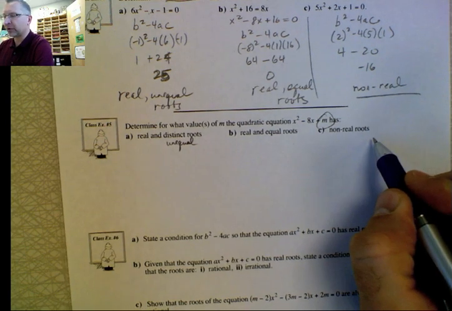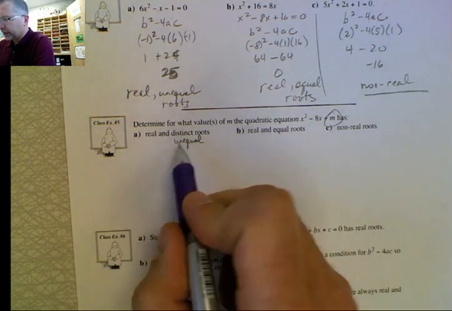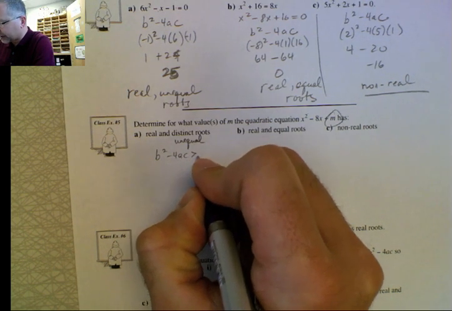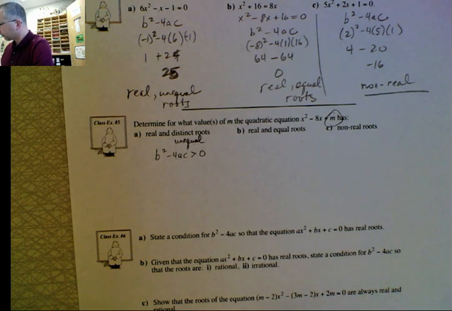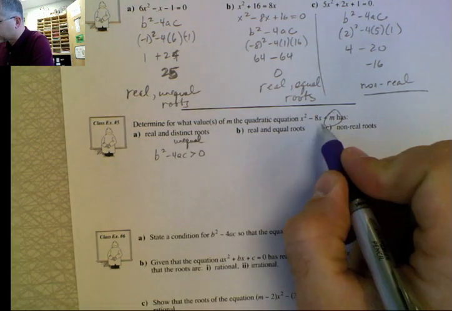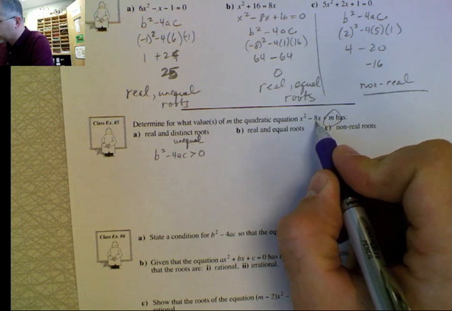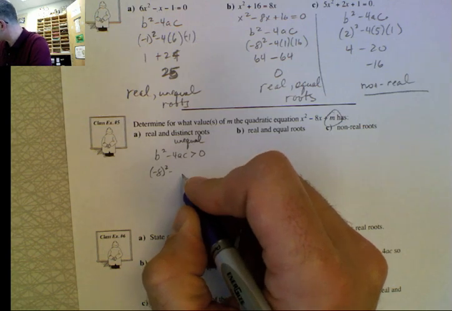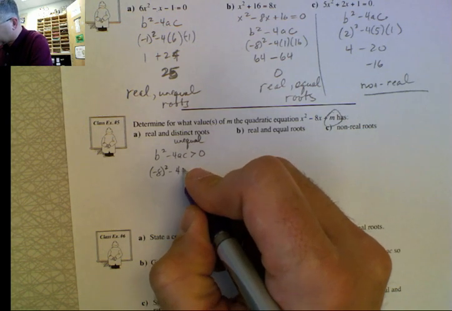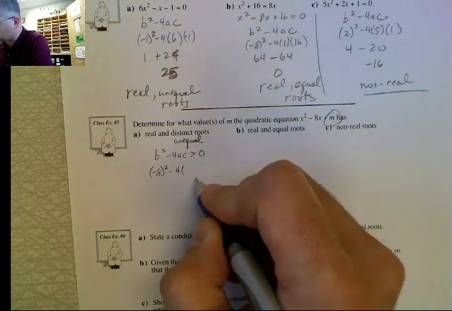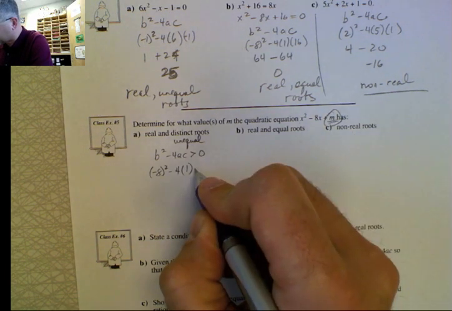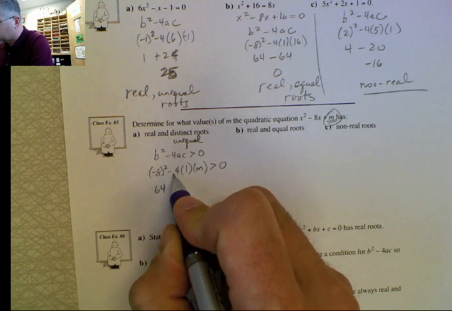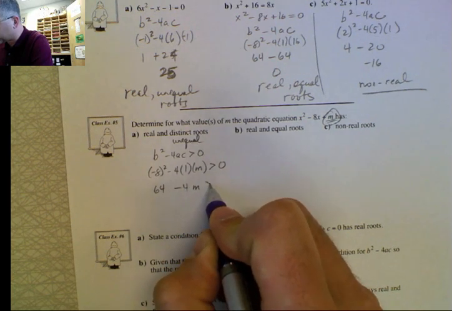Real and equal roots, or non-real roots. So what we know is that to get real unequal roots, b squared minus 4ac has to be greater than 0. So in this particular question, we know that b is negative 8. We've got minus 4 times a, which in this case a is 1. Now c in this case is m, so we're going to just put m in there. Negative 8 squared is 64. Negative 4 times 1 is negative 4m.